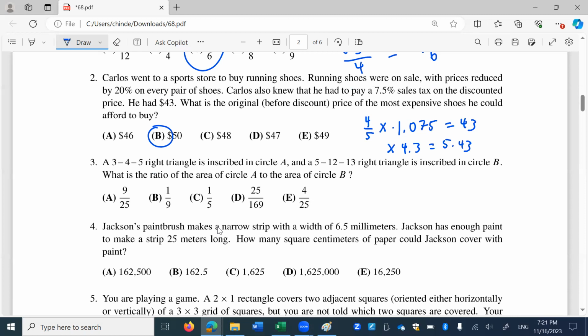We have a right triangle inscribed in a circle. That means that the hypotenuse is the diameter of the circle. We have another right triangle inscribed in a different circle. What's the ratio of the small circle to the big circle? Well, the ratio of the area is equal to the ratio of the diameter squared.